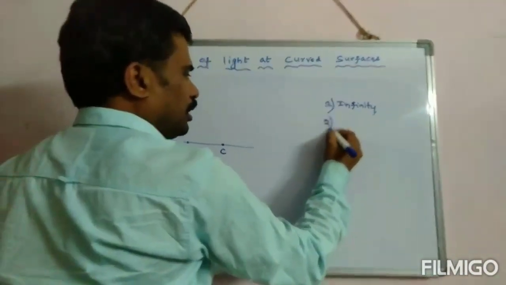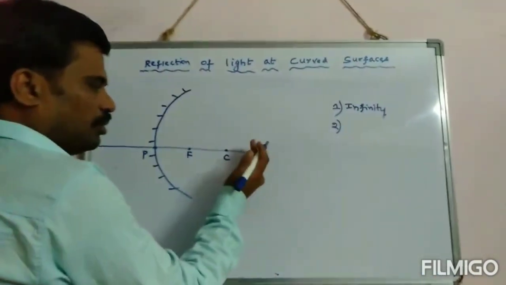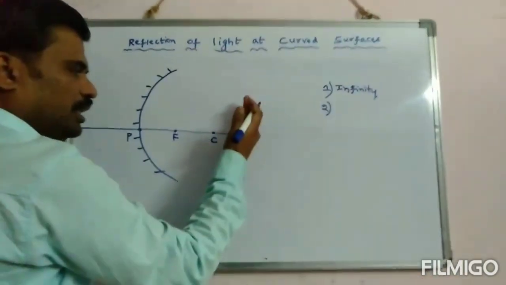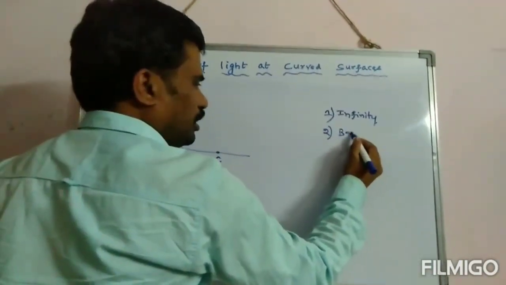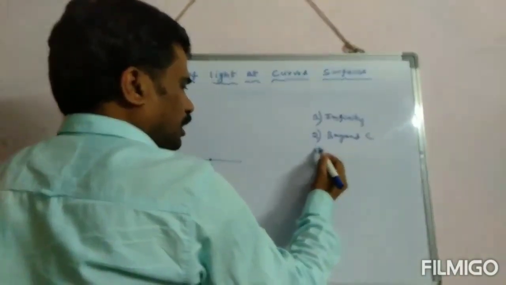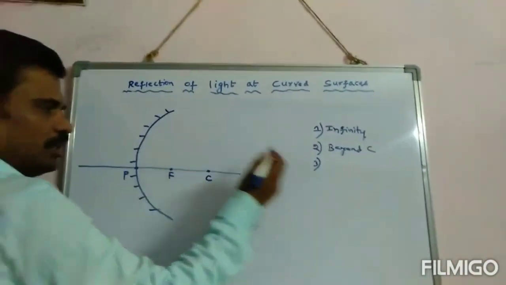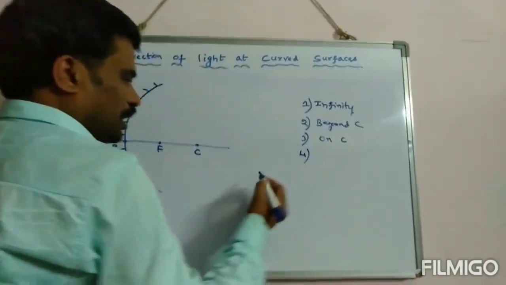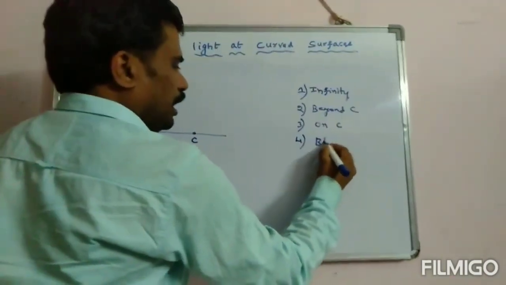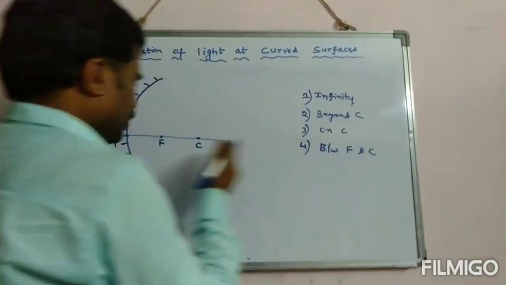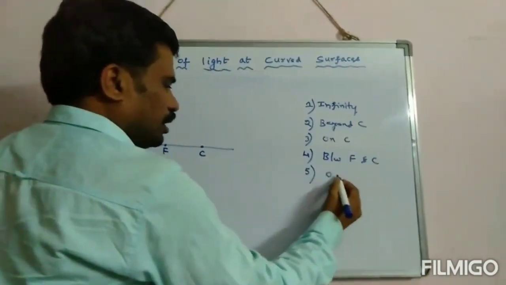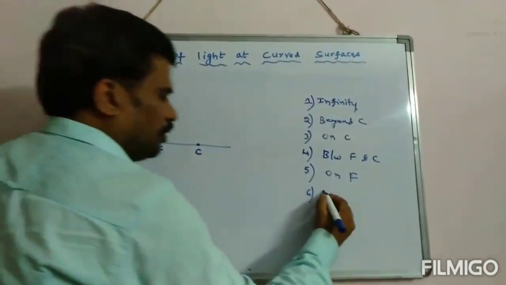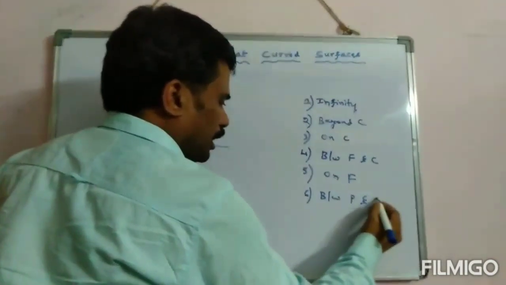Second, we can place beyond C. The third position is on C. The fourth position is between F and C. And the fifth position is on focus. And the sixth position is between P and F.